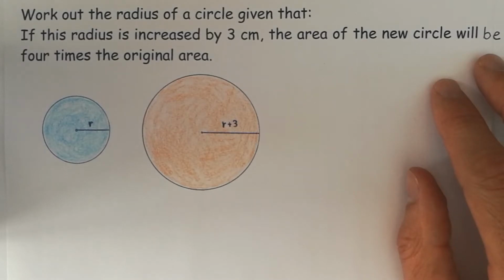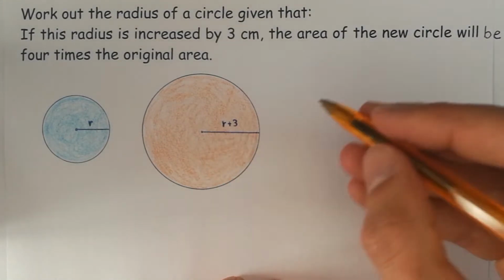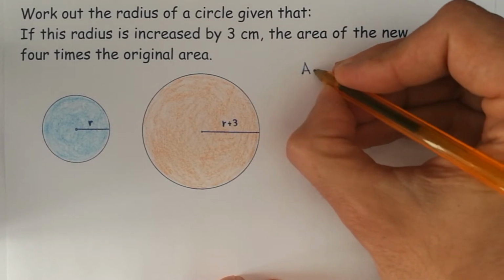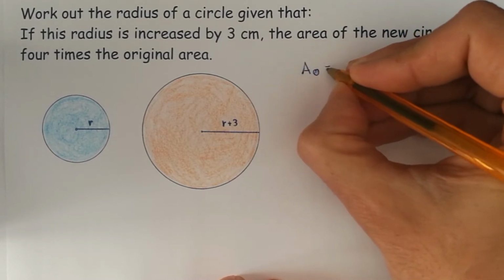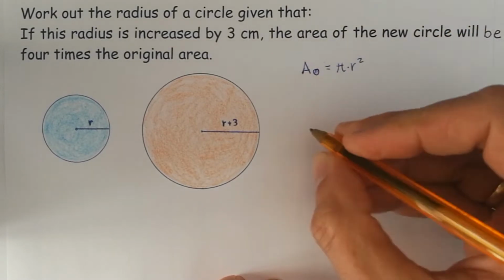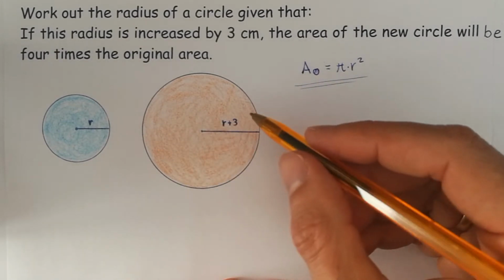Work out the radius of a circle, given that if its radius is increased by 3 centimeters, the area of the new circle will be 4 times the original area. Well, in this problem, it's necessary that we know the formula for the area of a circle. It's pi times r squared. R is the radius. So we have an equality here.